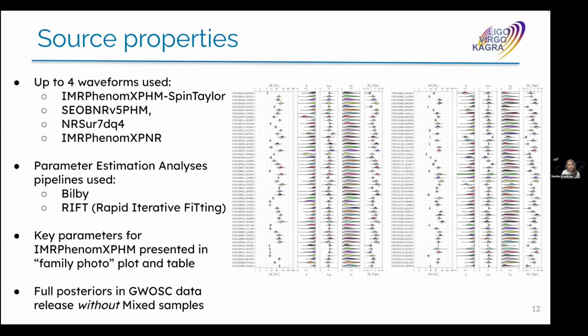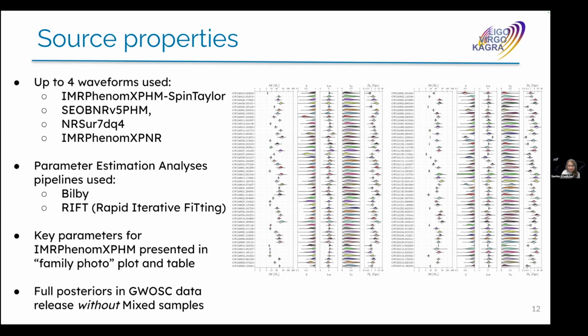We also have different parameter estimation pipelines that we have used, and specifically in this GWTC analysis, we have introduced RIFT along with the Bilby pipeline that we have always used for parameter estimation before this, to run some of the parameter estimation analyses as well. You can also find the details of this in the GWTC-5 paper, for example.